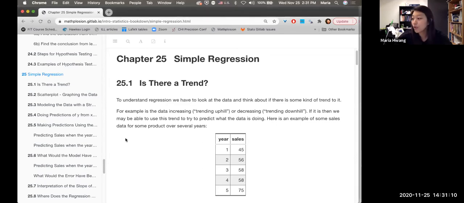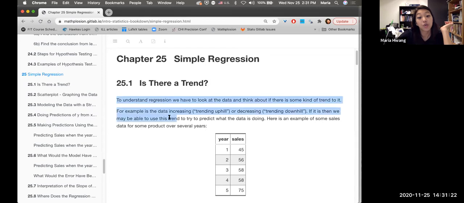Okay. Simple regression, guys. Regression is probably, in my mind, one of the most important topics. It's very widely used, and it's a very important concept. So let's get at it. Okay. Let's start with the first two paragraphs.